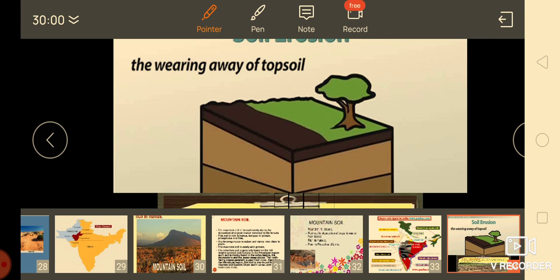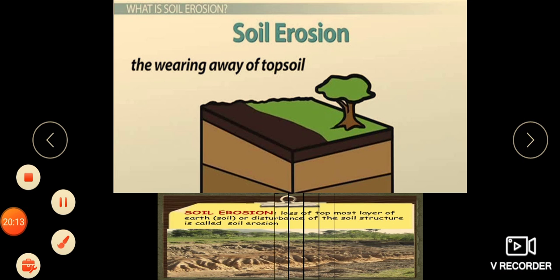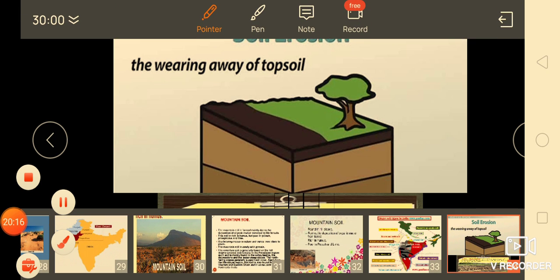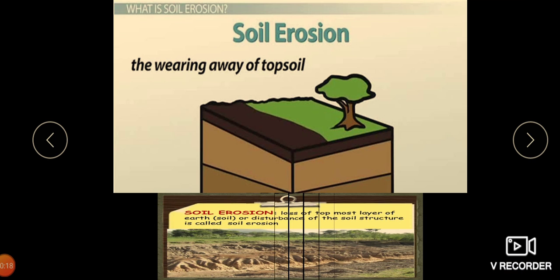Now we will move on to soil erosion. When I say soil erosion, what do we mean? You have heard this word, isn't it? What do we mean by soil erosion? Can you tell me, children? Yeah, soil erosion refers to the removal of the top layer, the topsoil, by a natural agent.